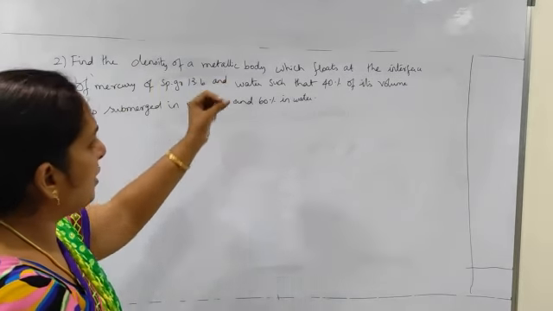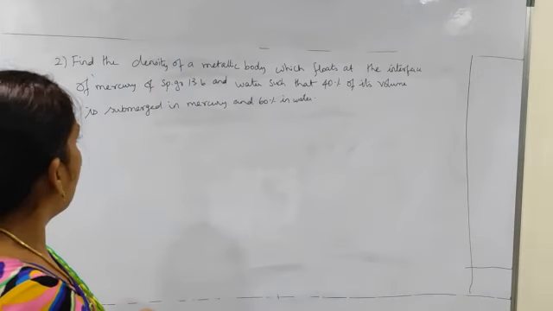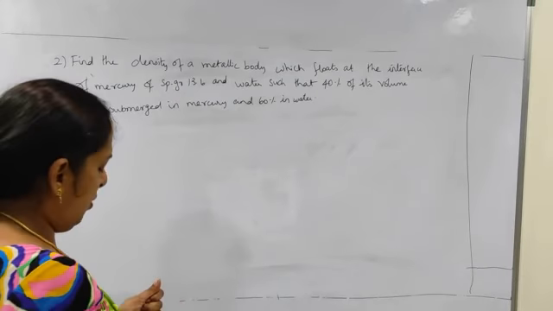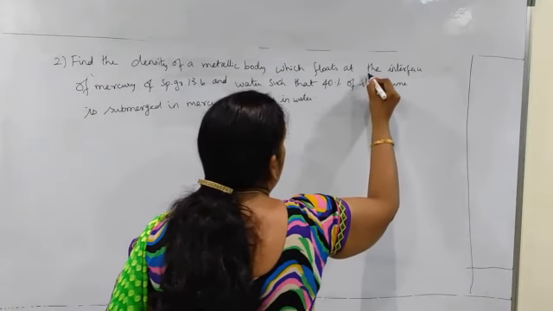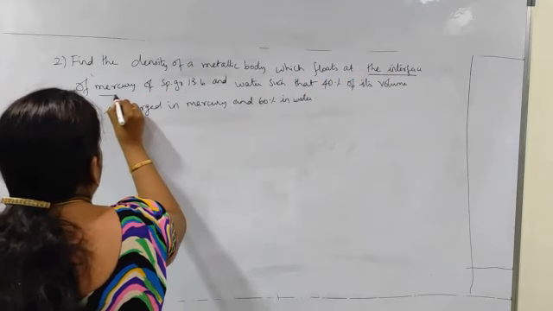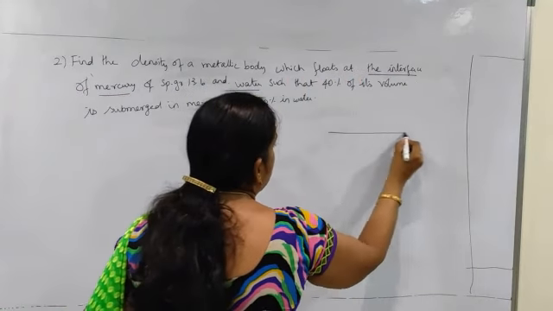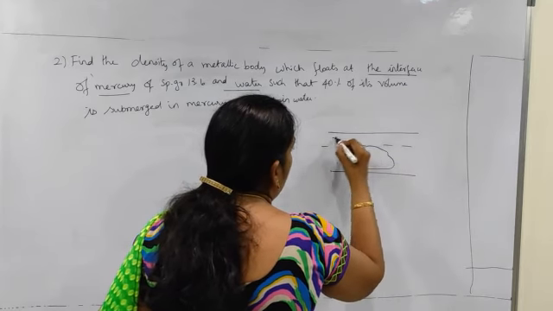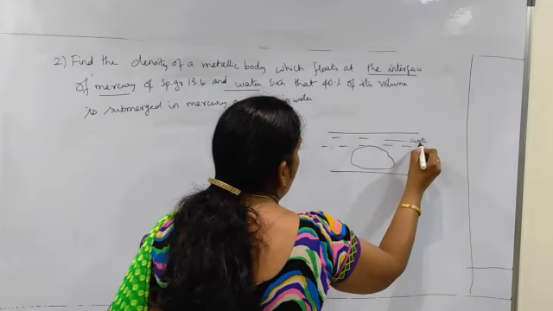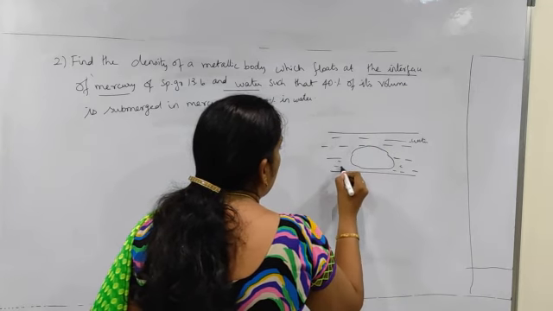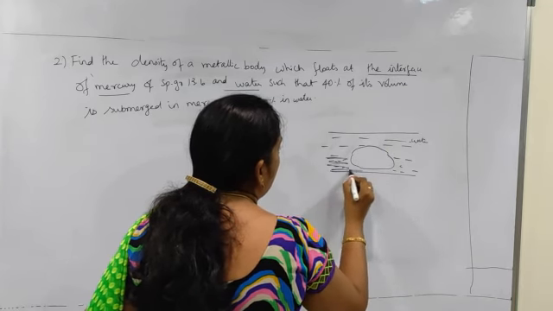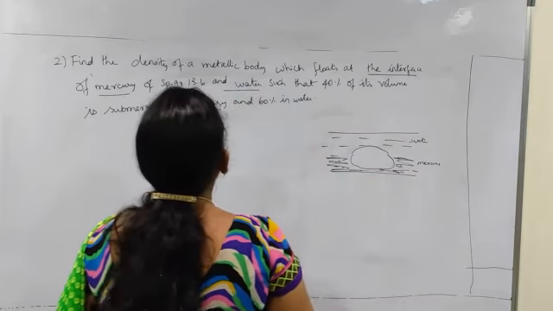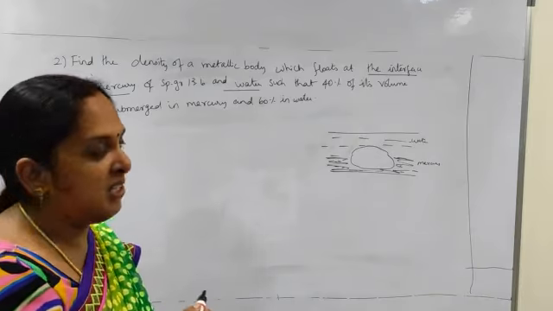Find the density of a metallic body which floats at the interface of mercury of specific gravity 13.6 and water. So what they have given here is that the metallic body is floating at the interface of mercury as well as water. Suppose this is yours. Here we have a metallic body, above this we have water, and here we have mercury. So this will be floating only at the interface of water and mercury. And they asked you to find the density of this metallic body.